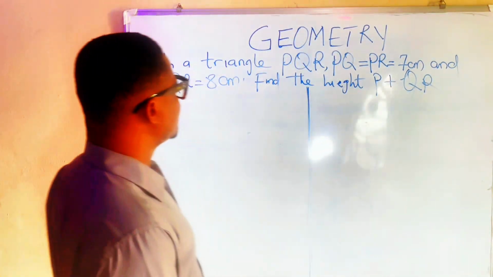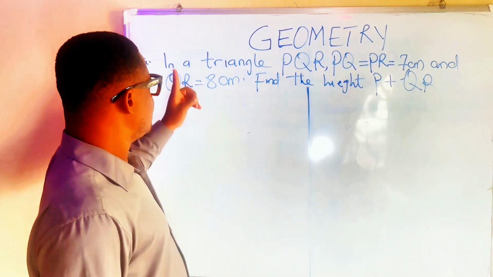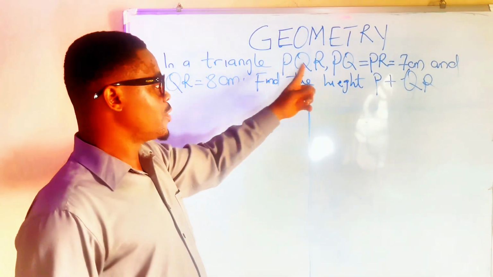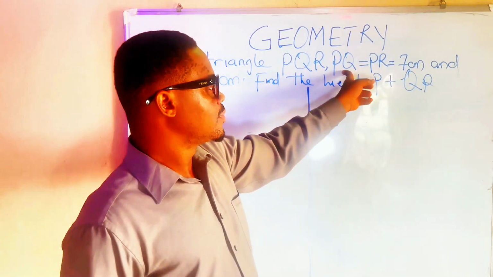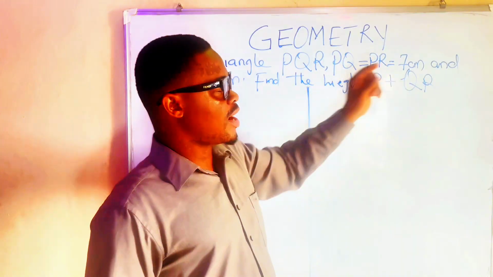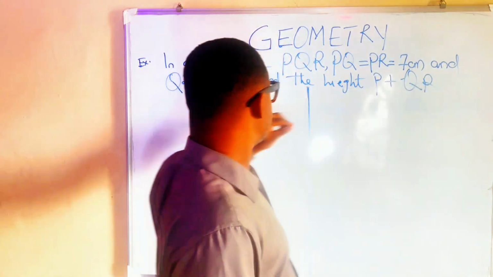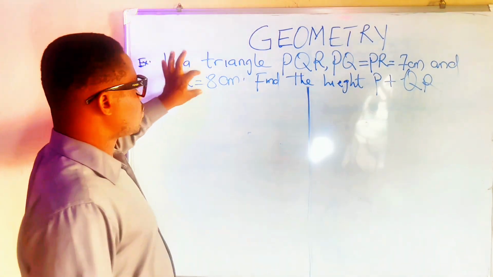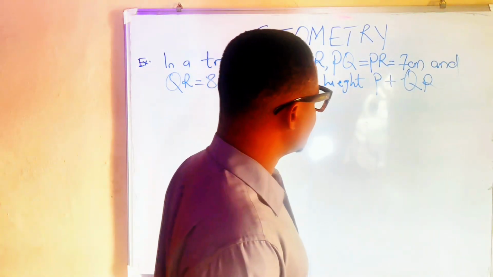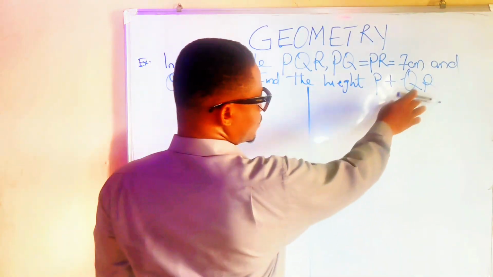We have a problem on the board in geometry. The question says that in a triangle PQR, the distance PQ is equal to the distance PR, and that distance is equal to 7 cm, and that the distance QR is equal to 8 cm. Find the height of that triangle, that is from the point P to QR.